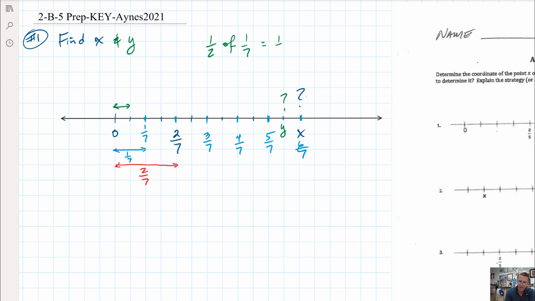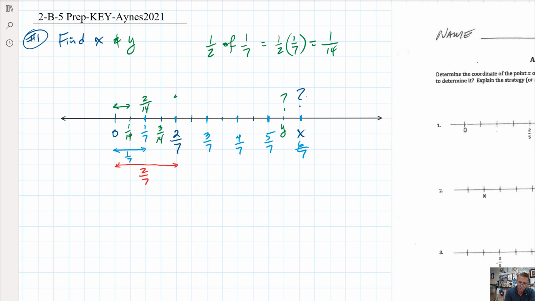When you do that, you multiply. When you take a half of 1/7, you multiply it by 1/2, and then 1 times 1 is 1, and 2 times 7 is 14. So the 1 unit is actually 1/14. So this distance is 1/14. That's the first division. So you could count by 14ths. 1/14, 2/14. It's probably the easiest way to do it.